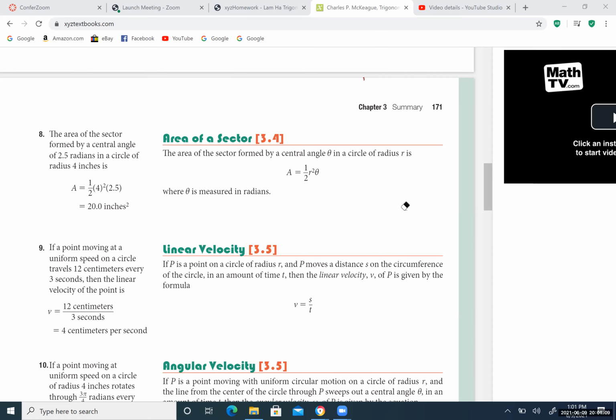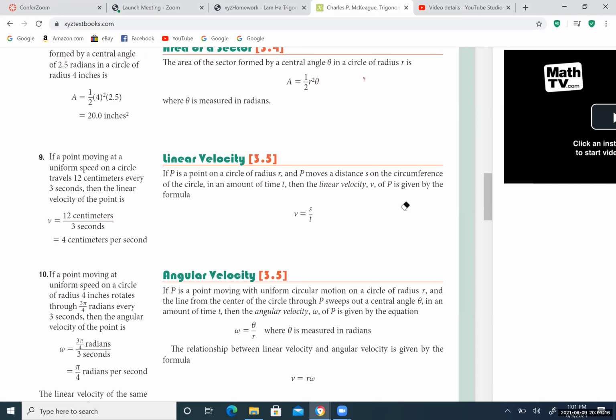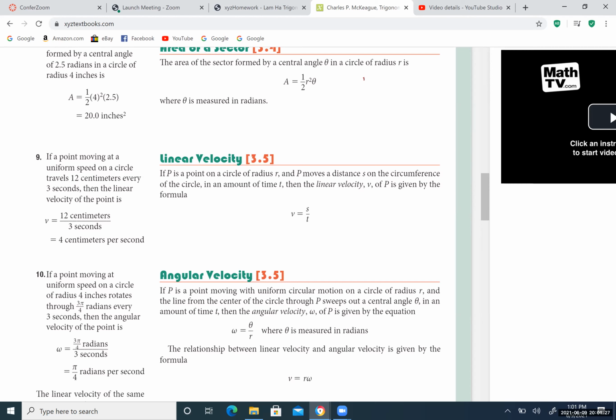Linear velocity. Let's see, they're talking about a formula. It looks like a different story now. V stands for velocity, and linear relates to, for example, the clock. We have the minute hand, hour hand, and second hand. That's what we mean by linear. Another example: a point moving at a uniform speed on a circle travels 12 centimeters every 3 seconds. The linear velocity of the point will apply this formula.